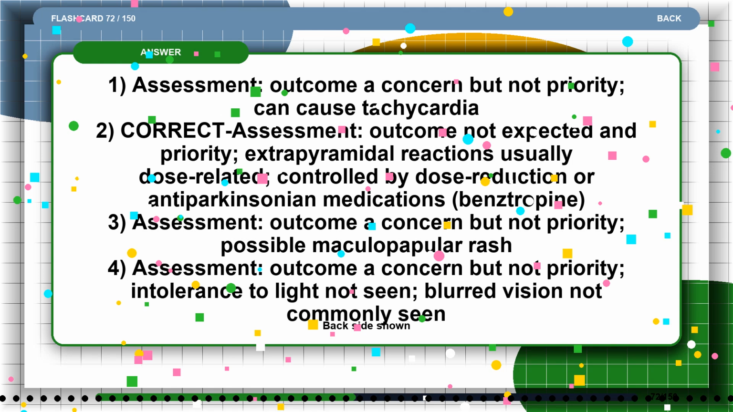The answer is 1. Assessment, outcome a concern, but not priority, can cause tachycardia. 2. Correct assessment, outcome not expected and priority. Extrapyramidal reactions usually dose-related, controlled by dose reduction or antiparkinsonian medications, benztropine. 3. Assessment, outcome a concern, but not priority. Possible maculopapular rash. 4. Assessment, outcome a concern, but not priority. Intolerance to light not seen. Blurred vision not commonly seen.